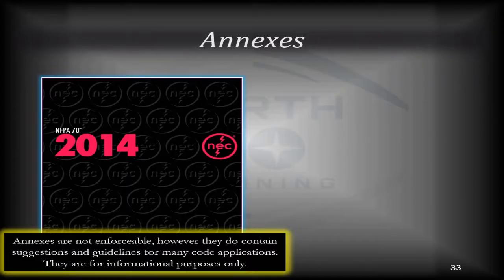Next, at the end of the book, are the annexes we were talking about. The annexes are not enforceable. However, they've got all kinds of guidelines and suggestions to make your life a whole heck of a lot easier. They take large sections of code that are spread throughout and put it into one little area, oftentimes on a table or in a calculation, to show you how all of those sections are brought together to get you to one endpoint. Totally priceless section of the code book.